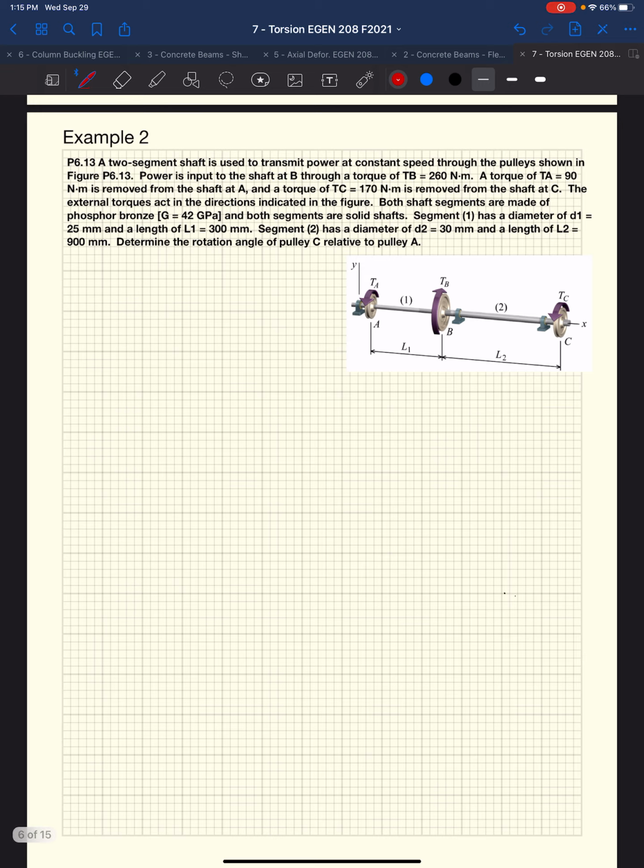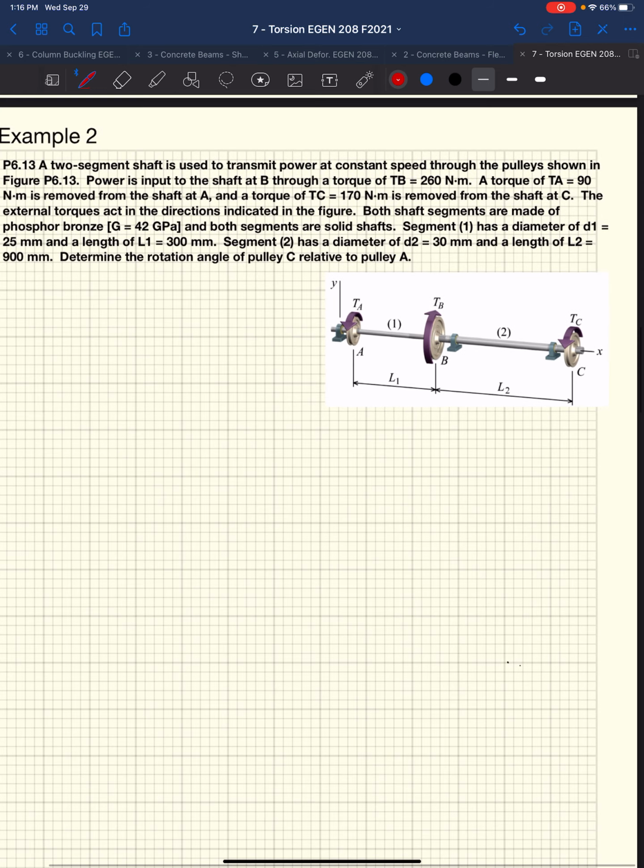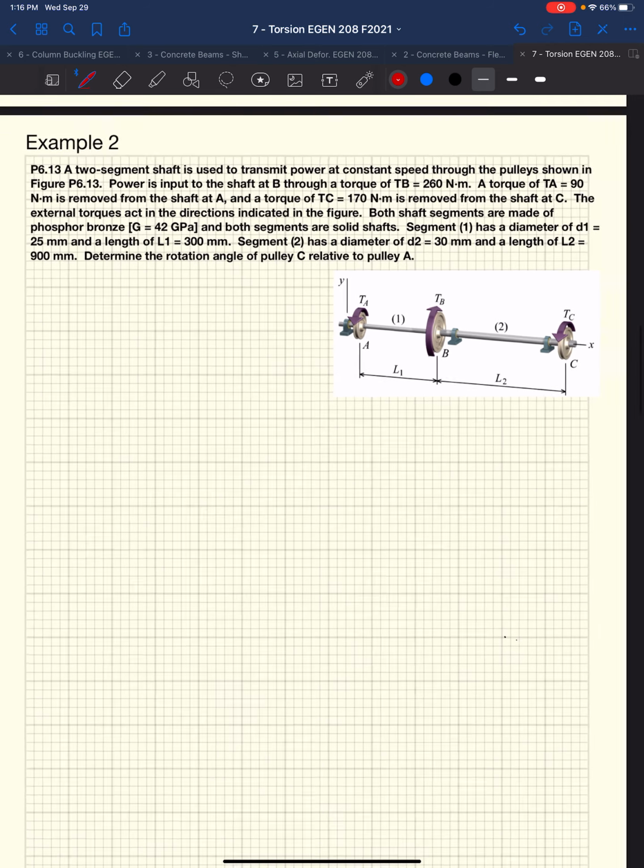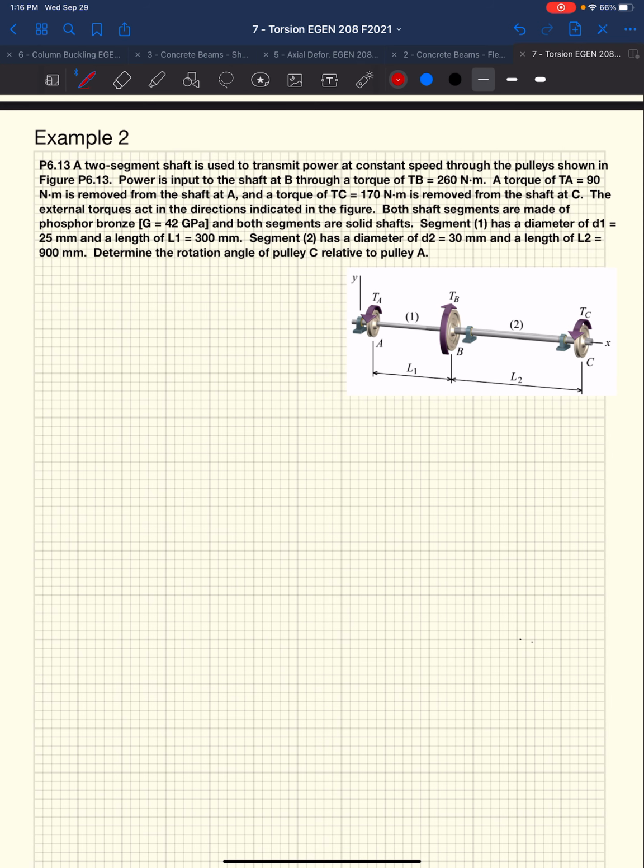We're going to have to devise some free body diagrams, okay? So we can compute what the internal torque is, because at this point we're just going to be provided with external torque. So in this example, we have a 2-segment shaft, used to transmit power at constant speed through the pulleys shown in the figure here. Power is input to the shaft through the pulley at B, and it's given that torque is 260 Newton meters.